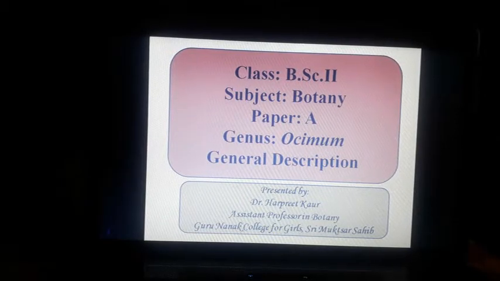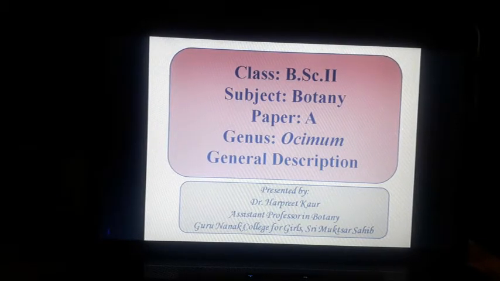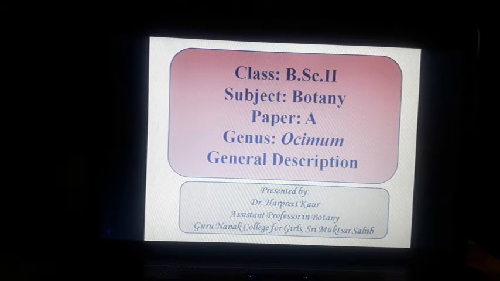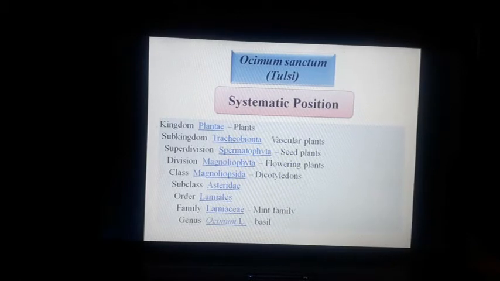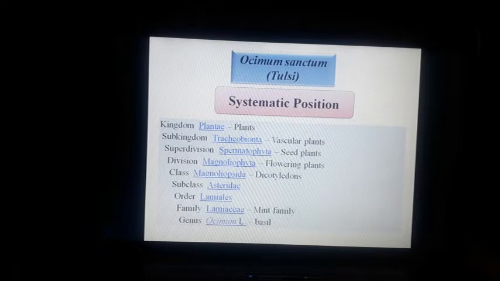Hello students, today we will discuss the general description of Ocimum, which is commonly known as tulsi. First of all, we will discuss the systematic position of Ocimum sanctum, which belongs to kingdom Plantae, subkingdom Tracheobionta, superdivision Spermatophyta, division Magnoliophyta, subclass Asteridae, order Lamiales, and family Lamiaceae, which is also known as the mint family, and genus Ocimum.